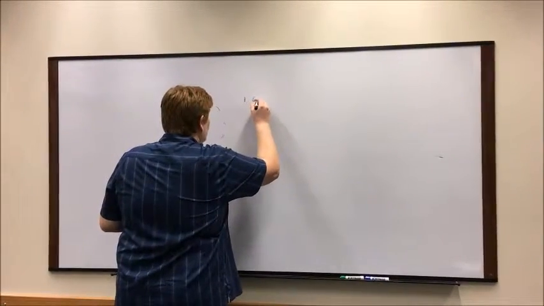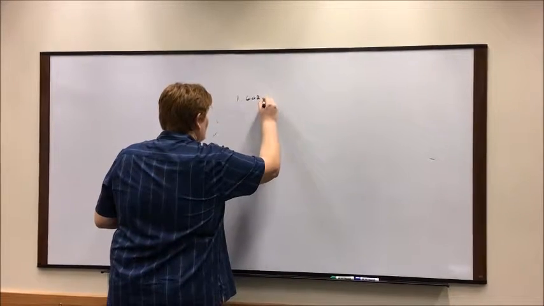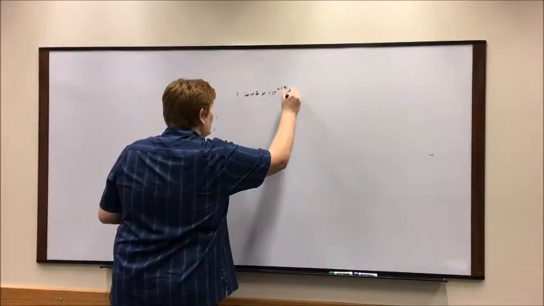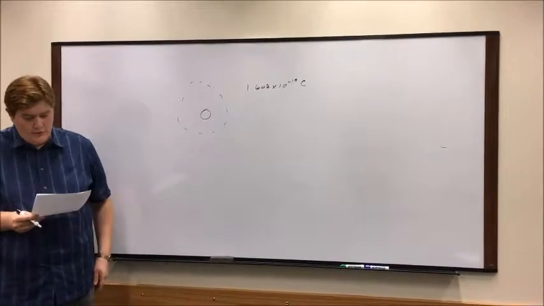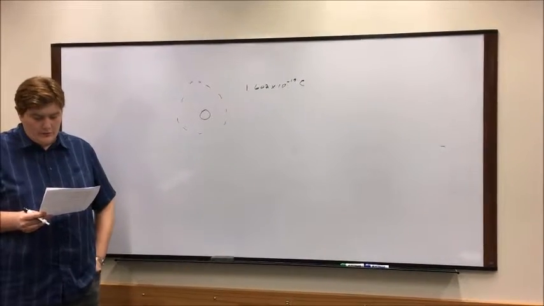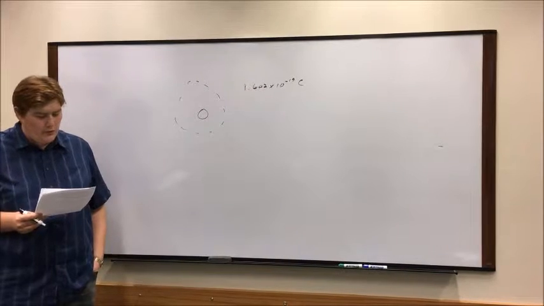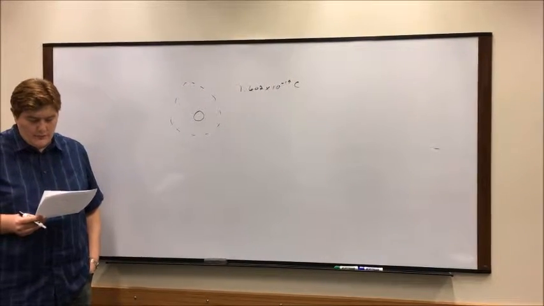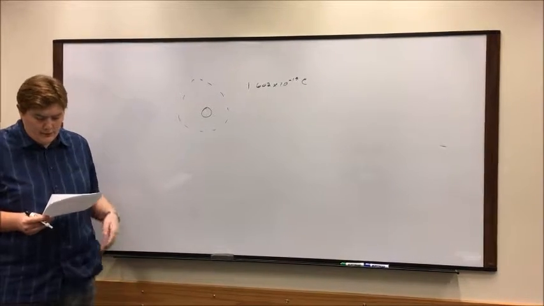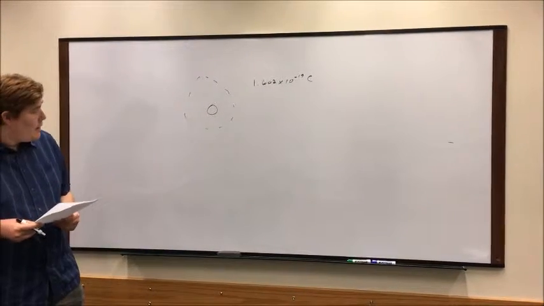of 1.602 times 10 to the negative 19 coulombs. The proton has a mass of 1.672 times 10 to the negative 24 grams, and the electron has a mass of 9.11 times 10 to the negative 28 grams. And finally, the neutron has a mass of 1.674 times 10 to the negative 24 grams.